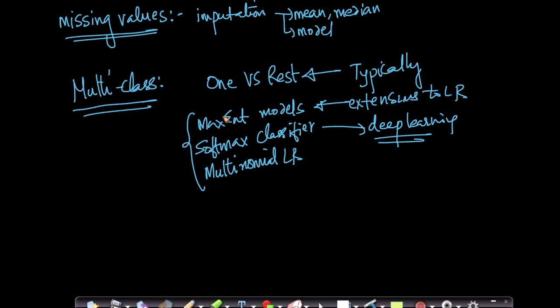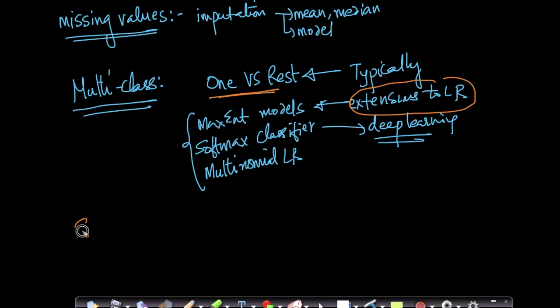In general, people typically do one versus rest. But there are extensions to logistic regression using the probabilistic interpretation of things, which are basically simple extensions to logistic regression. And we'll learn one such extension when we learn deep learning.